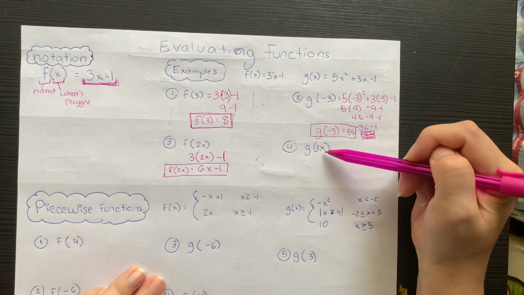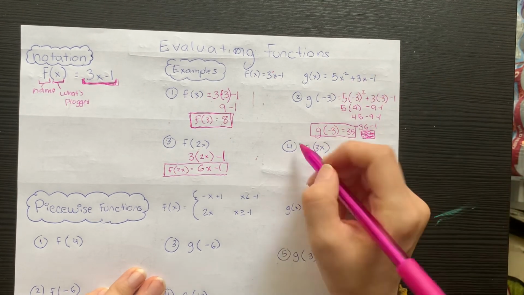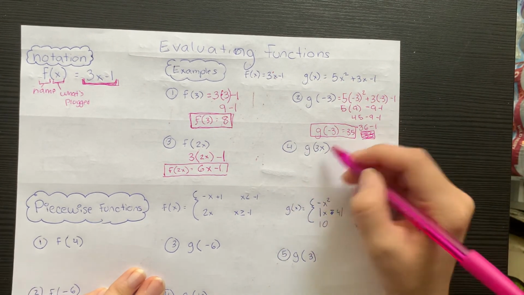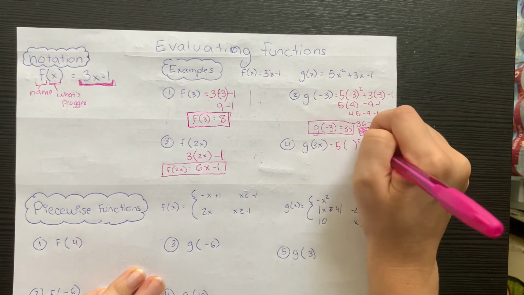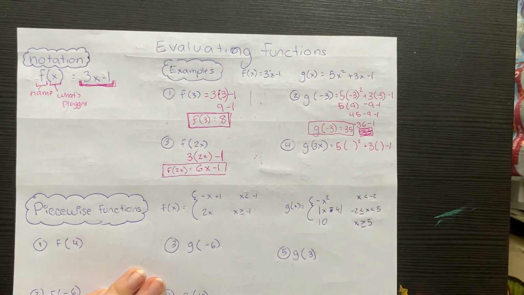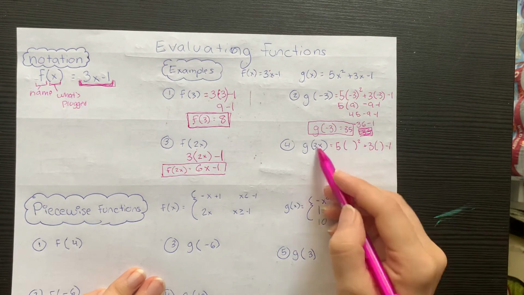Okay, so we're going to try number 4. G of x equals 3x. So now, wherever there was an x, take out the x, and in each spot, I'm going to put a 3x.